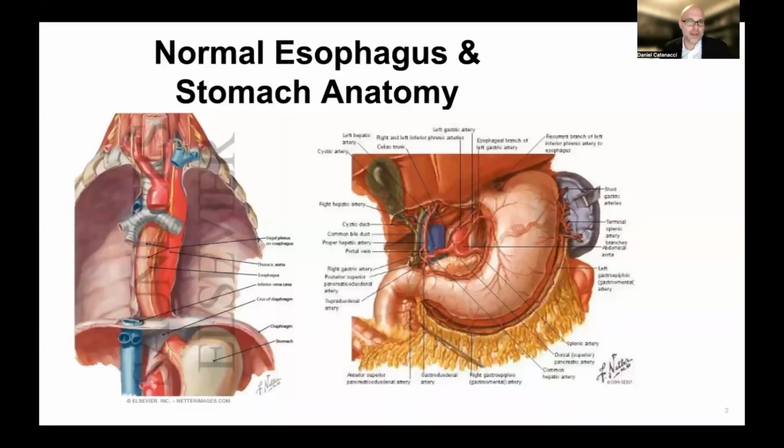To review the anatomy, we have on the left here the esophagus coming through the thoracic cavity, the chest cavity, through this muscle, the diaphragm, and into the upper stomach, and the stomach lying in the upper part of the abdomen lies on top of the pancreas, that's here, and goes into the small bowel, the first part of the small bowel called the duodenum. The liver sits actually on top of the stomach.